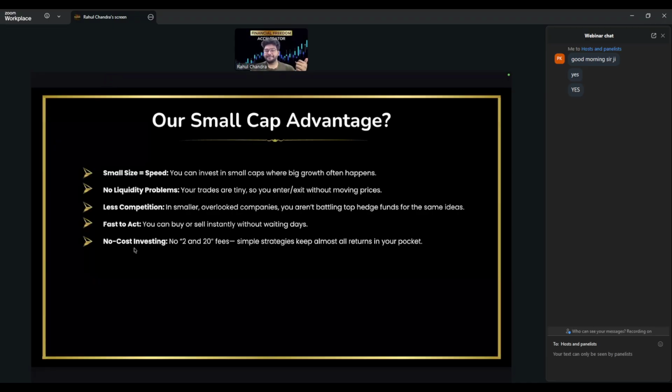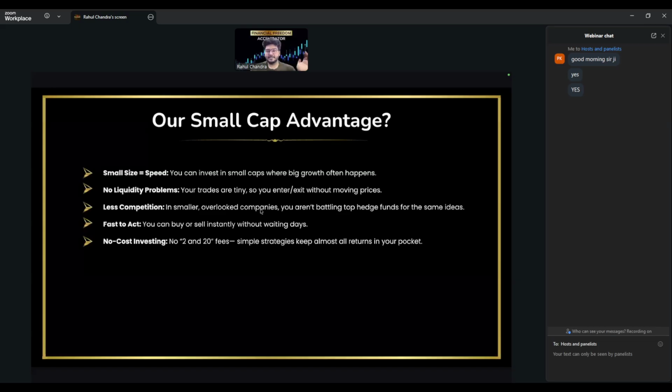And also, there is no cost of investing because you don't need to give this 2 and 20 fee structure to these hedge funds. These are simple strategies. The maximum you need to bear is a delivery cost or a small STT and brokerage. Correct? So that is the advantage that we as smaller participants in the market, or we as retailers, have while investing in small caps.